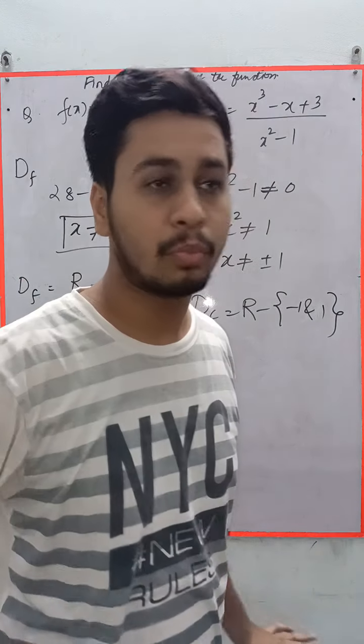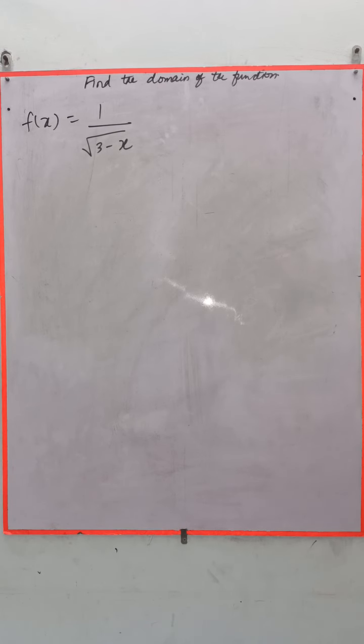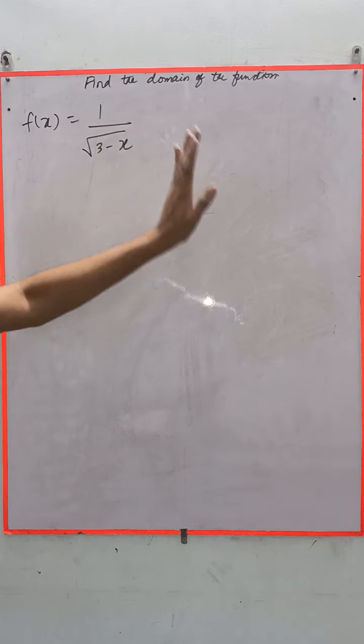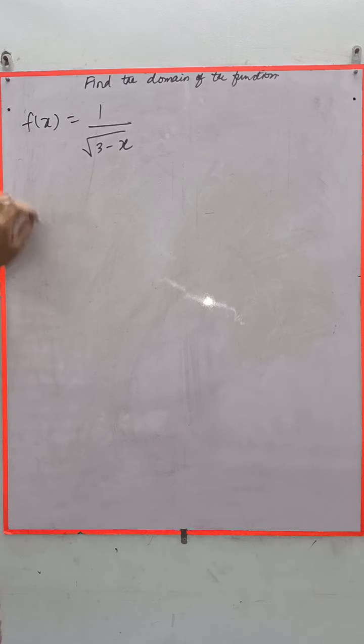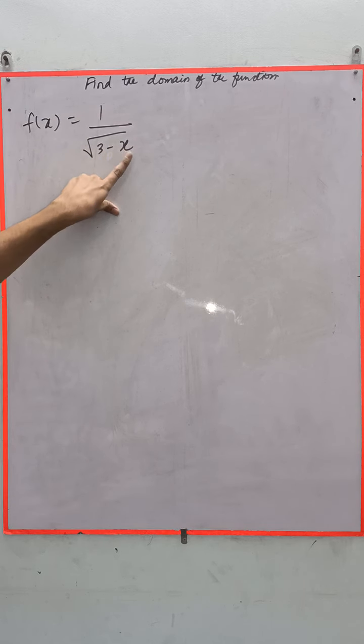Now let's go to some more complex questions. Now let's come to this question. We need to find the domain of the function. Also we'll find the range in this question. So we are given f(x) equal to 1 upon root of 3 minus x.